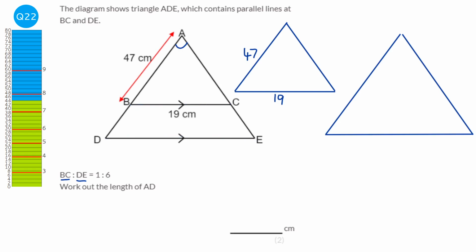So we're actually given the scale factor because we know that 1 times 6 is 6. So we know the scale factor is 6, and it's asking us to find length AD. And so the corresponding length to AD, which is this one here. So all we need to do is get that 47, times it by the scale factor, so times it by 6 to get to our value. So it's 282.